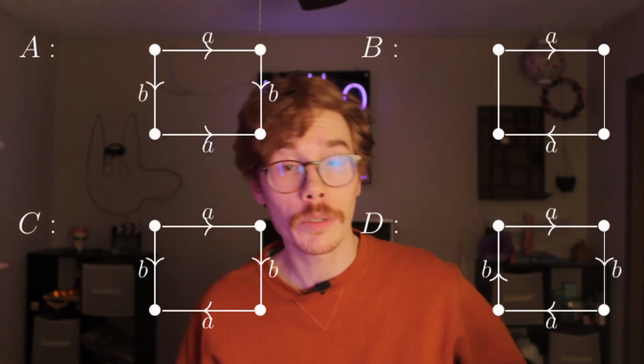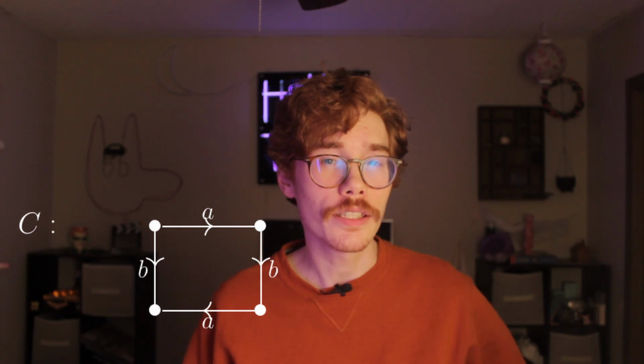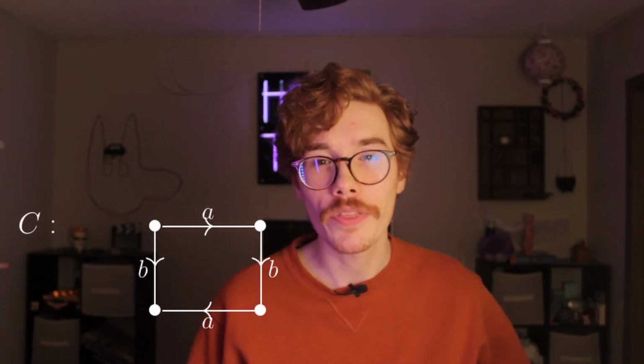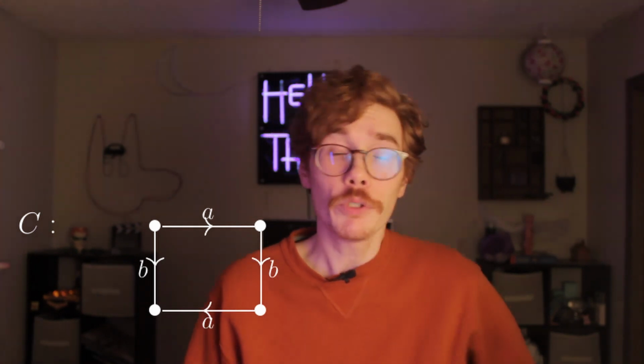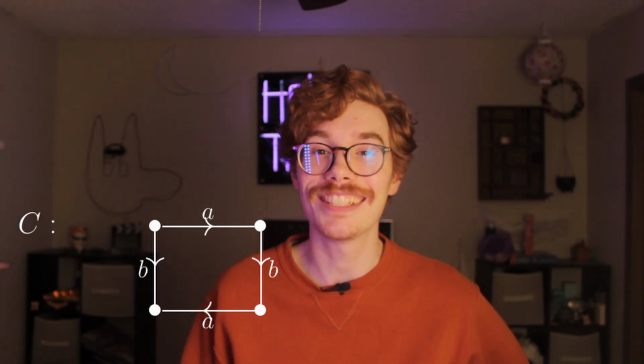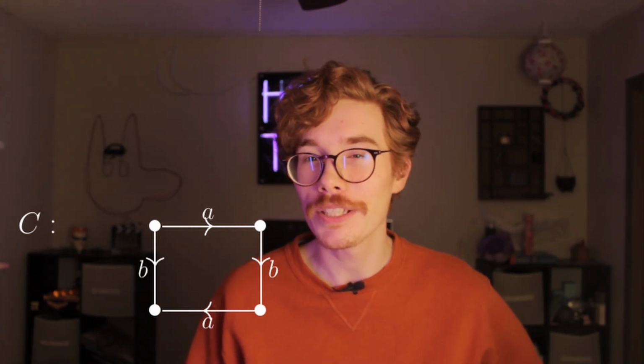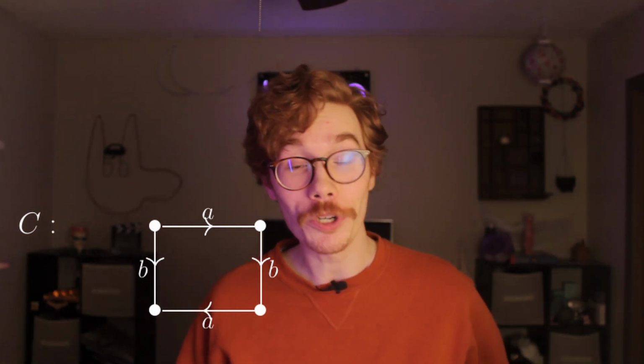Okay, what about C? It looks a lot like the donut, but it also has this twist with the A's, like with the Möbius band. You can certainly try to cut out a square and glue, but you'll soon find it rather hard. That's because this is a shape that lives in 4 dimensions. It's called a Klein bottle.